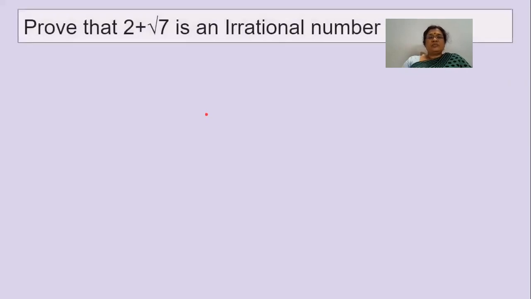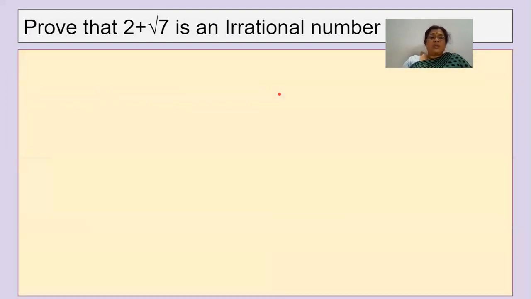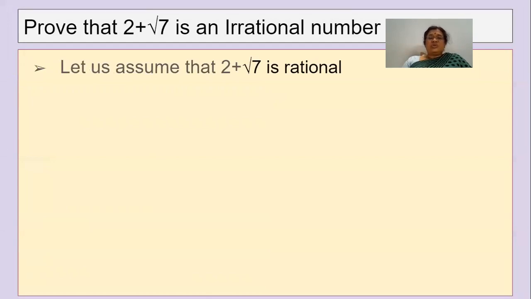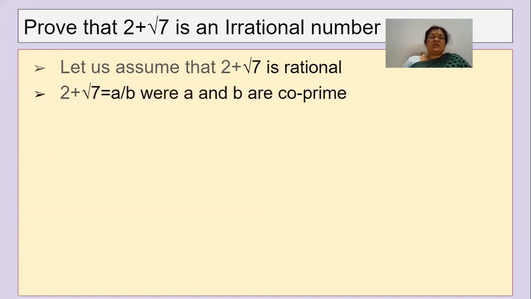Let us move on to one more problem here. In this problem, prove 2 plus root 7 is an irrational number. This is one more model. In this problem also, we will take that 2 plus root 7 is rational. When that is rational, you can take that is equal to a by b, where a and b are co-prime. So you bring this 2 to the other side, like this.